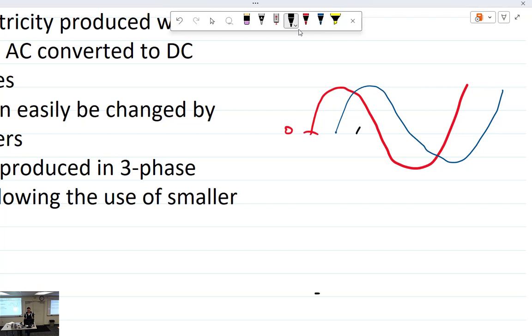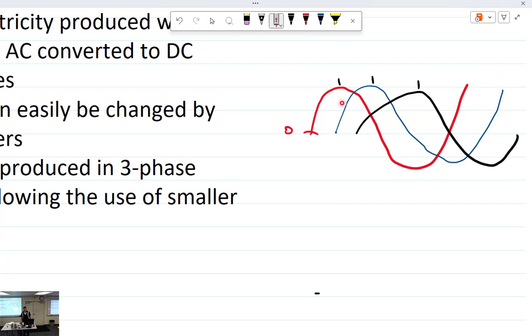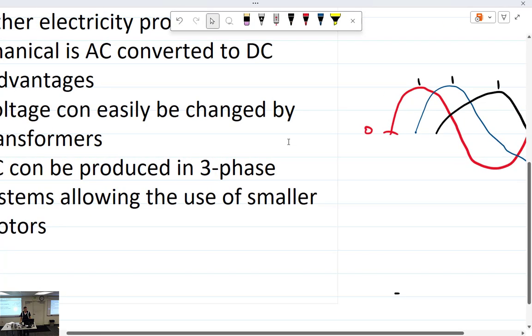What it looks like, I didn't draw it too well, is you'll have peaks spaced evenly apart. Rather than have this long period of time before you get to another peak, you'll have peaks stacked evenly all the way across. So you're getting three phases, so you're getting 3 pulses. And so you can make the motor much smaller. You'll see that done with a lot of shop equipment. It will be 3-phase.